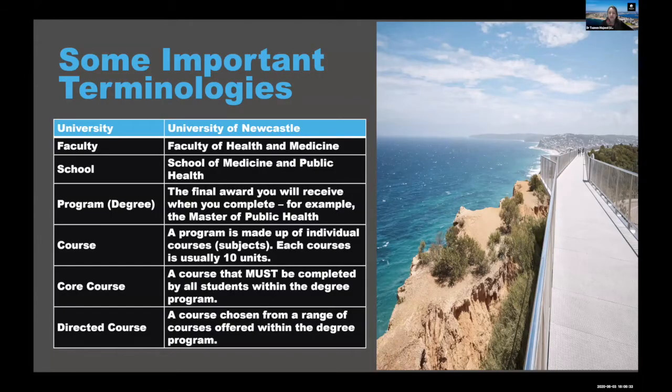So some other terminologies that I'm going to use. Masters of Public Health fits under the Faculty of Health and Medicine and under the School of Medicine and Public Health at UON. When I'm using the word program, it means the final award you will receive when you complete. So for example, Masters of Public Health is your final program or degree. Each program is made up of individual courses. Some unis refer to them as subjects or units, but here we call them courses. So you have to do a certain number of courses to complete the program. When I'm using the term core course, it means the compulsory courses that you must complete in order to get that degree. And directed courses means the courses that you can choose from a number of optional courses. So you can choose your own directed courses, again, based on which direction you want to go. And we are going to talk about that later on in the presentation.